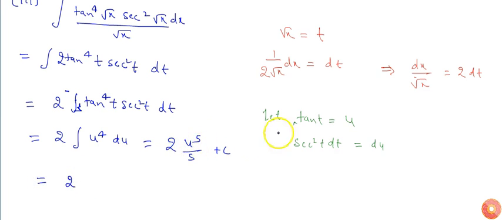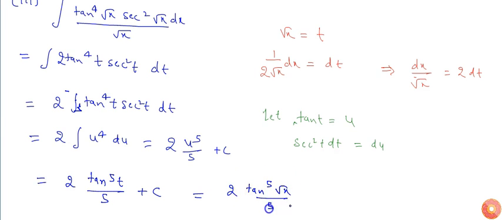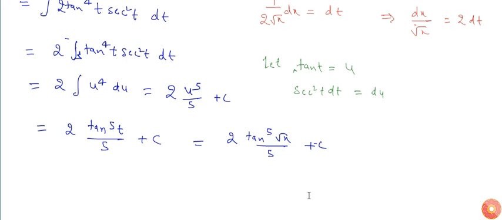Now I just replace the value of u, which is tan t. So it will be tan power 5 t by 5 plus c, and the value of t from the assumption root x equals t, it will be tan power 5 root x by 5 plus c. So it will be our final answer.